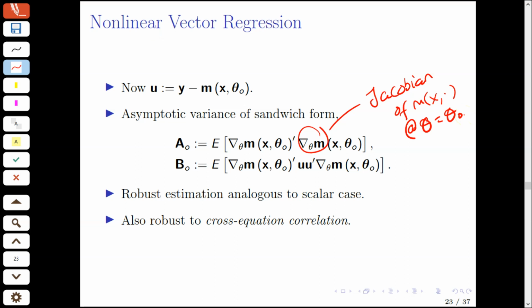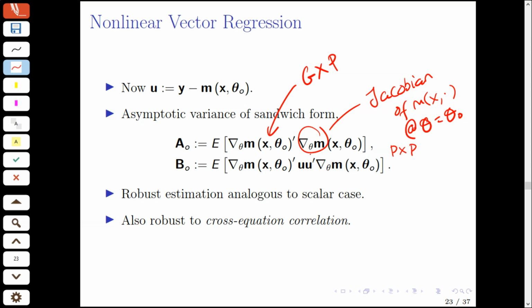So this here, I should mention, since m is G by 1, is a G by P matrix, so its transpose is P by G. So again, the resulting matrix is P by P. When it comes to B, the meat of the asymptotic variance, it is also similar to what we've encountered before for nonlinear least squares. It involves this Jacobian term, and then the square of u, where the square is now in a vector sense, hence the outer product.